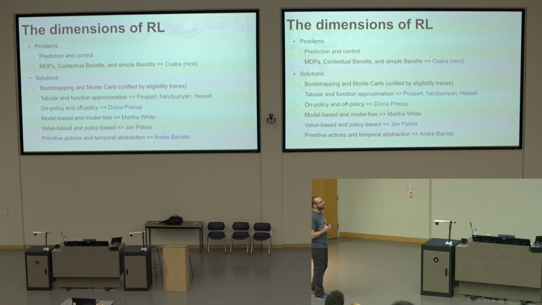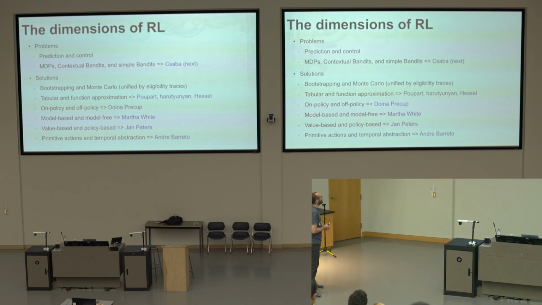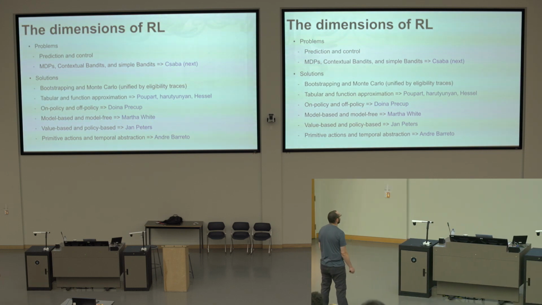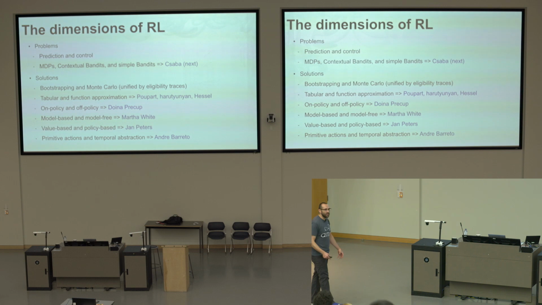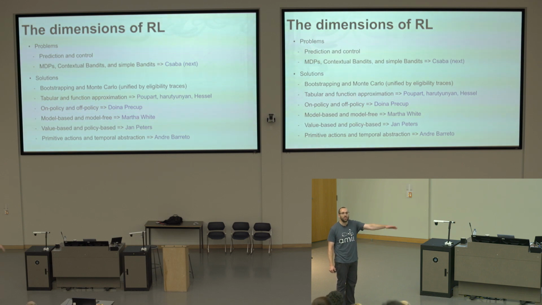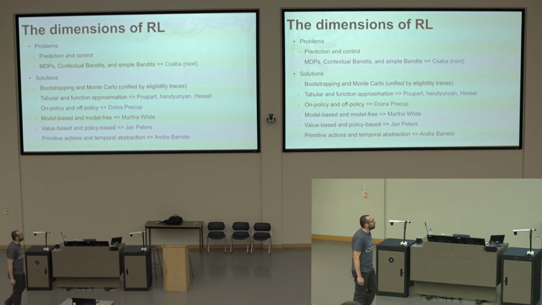On-policy and off-policy learning, model-based reinforcement learning, value-based and policy-based. We don't just have to learn value functions. We can learn a parameterized policy as well. And then temporal abstraction, which is really fun. The idea that we don't have to just reason about the world in single time-step actions. We can think about the world in terms of, what if I executed this way of behaving for a while? Then I can learn even faster.